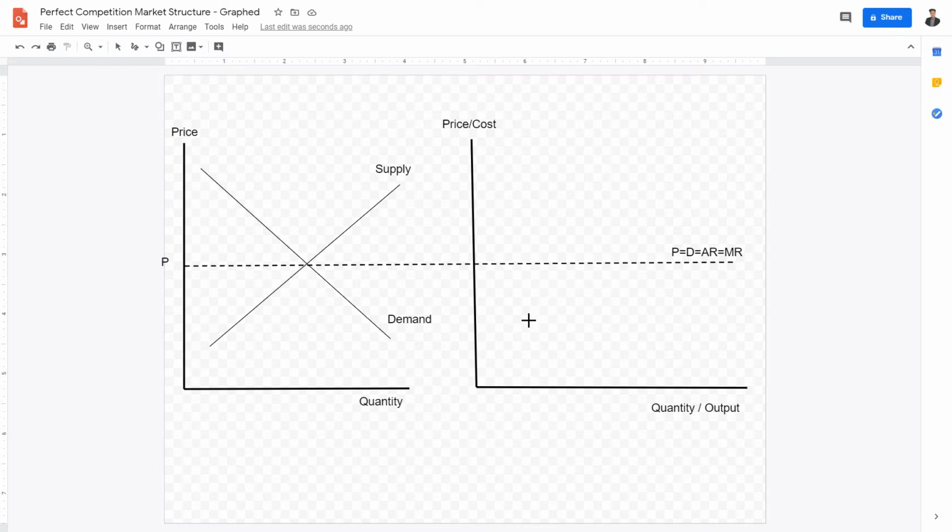Okay, so the next curve you want to be able to draw is the marginal cost curve. So the marginal cost curve is the curve that dips down and then dips up again.